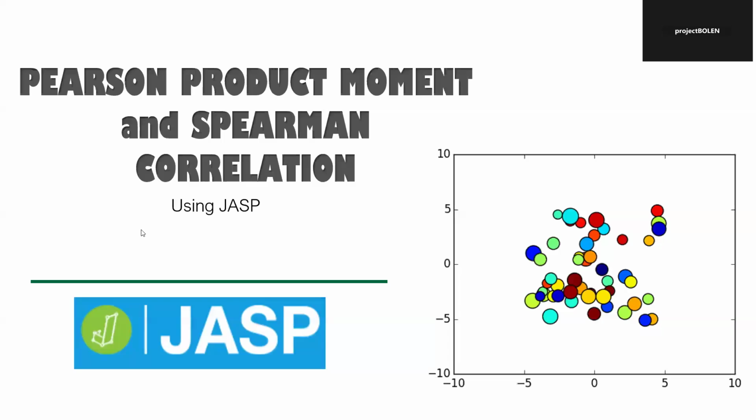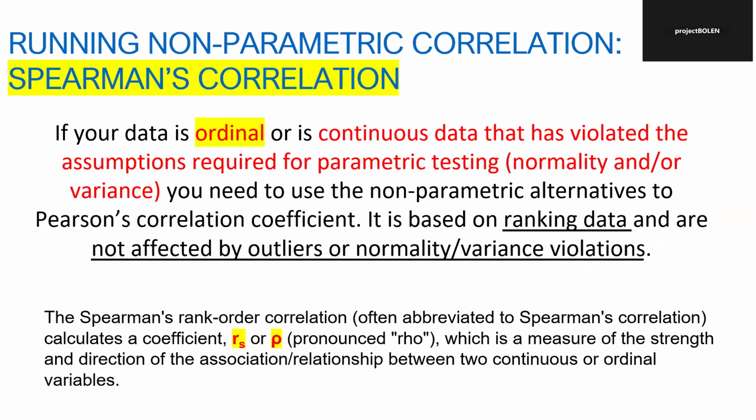All right. For this module, we will be covering the second part, wherein our focus will now be on Spearman correlation using JASP. In our previous video, we have covered how to run Pearson product moment correlation using JASP. So this is the second part of this module. Now, our focus would be running non-parametric correlation, and that involves Spearman's correlation.